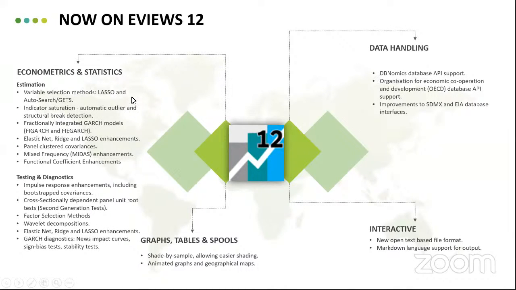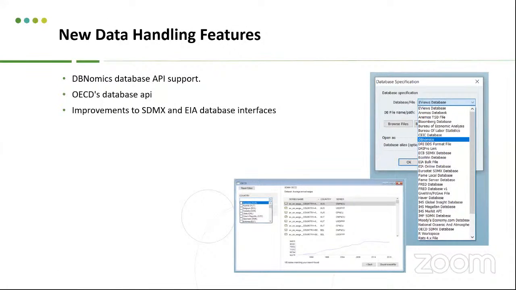Okay. So for the econometric and statistic, we will get an update on the new data handling, which is, when you want to open up a new data source or find into the database itself, they provide a new feature, a new database, which is DBnomic. So you can get more data using DBnomic itself.